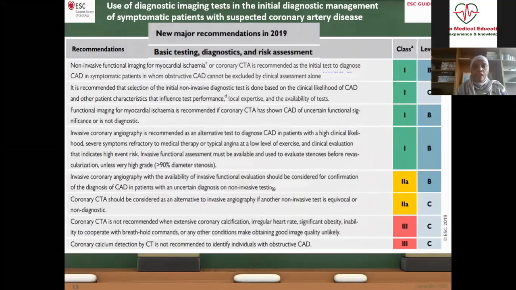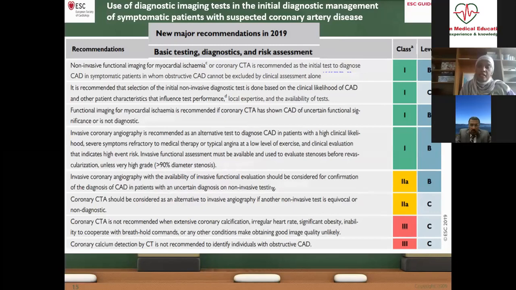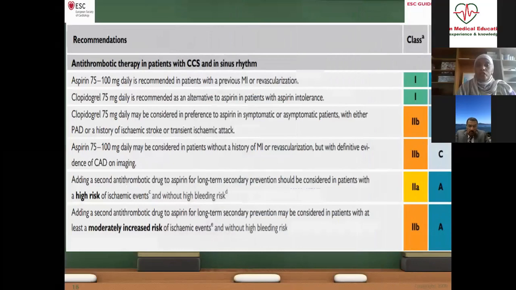Right, next. Next. Now, what is the new major recommendation with regard to basic testing and diagnostic testing for the risk assessment? If you go back, next. Okay, right. If you go back, sorry. If you go back.